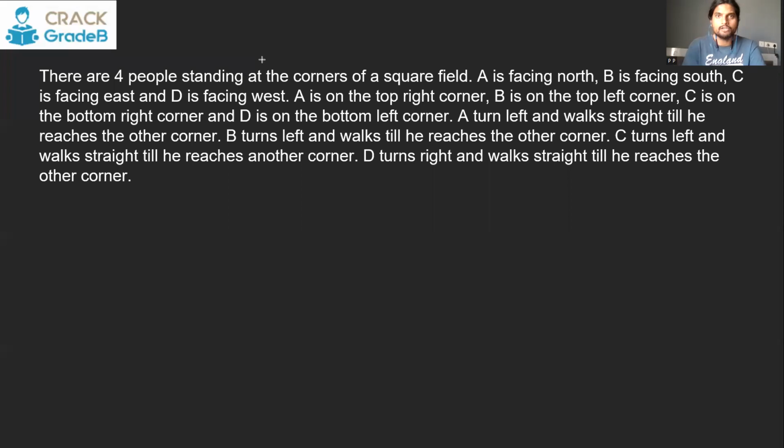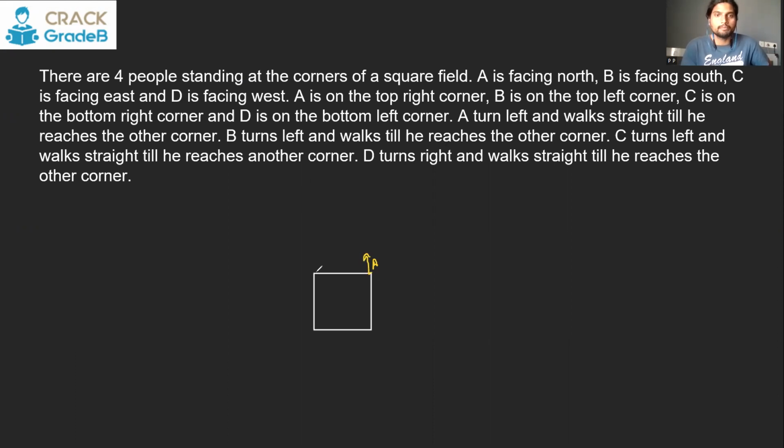It says there are 4 people standing at the corners of a square field. A is facing north, B is facing south, C is facing east, and D is facing west. So first let's draw a square like this. There are 4 people. A is on the top right corner. So A is here and A is facing north.